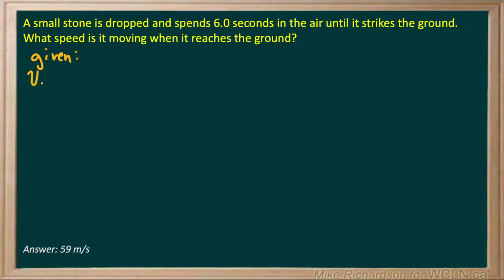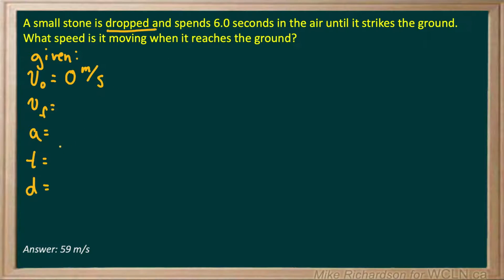We've got 5 variables: v initial, v final, acceleration, time, and displacement. Now with these free fall questions, it seems like there's not very much information. You certainly have to read between the lines when you look at these problems. When you drop a stone, we assume dropping means you're releasing it from your hand from rest. So v initial is 0.